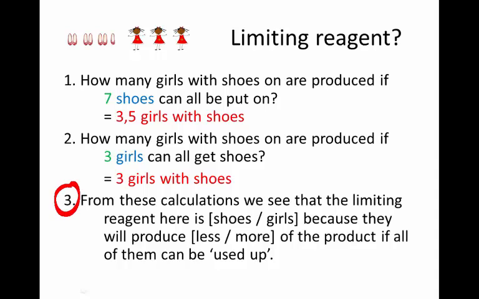From these calculations, we see that the limiting reagent is which one? Girls, because they will produce less or more? Less of the product if all of them can be used up. So obviously now we need to apply this kind of thinking to a reaction with some chemicals, not just girls and shoes, of course.